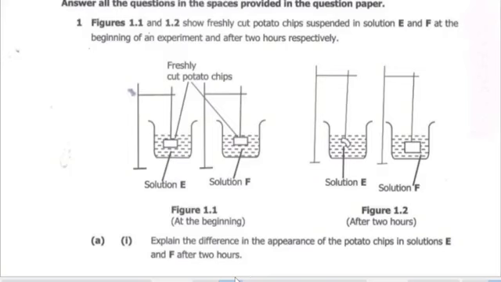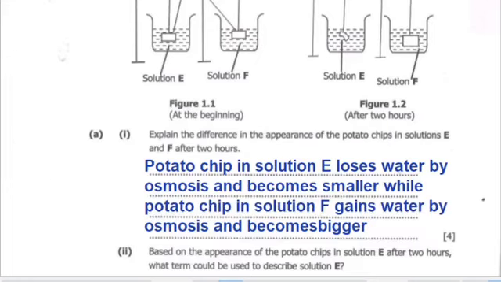Water. So our answer here to explain the difference in appearance of potato chips in solution E and F after 2 hours, we can say that potato chip in solution E loses water by osmosis and becomes smaller, while potato chip in solution F gains water by osmosis and becomes what? Bigger. That is our answer. So I hope that you have read it and it's clear. So this is our answer. We can now move on to our second question.